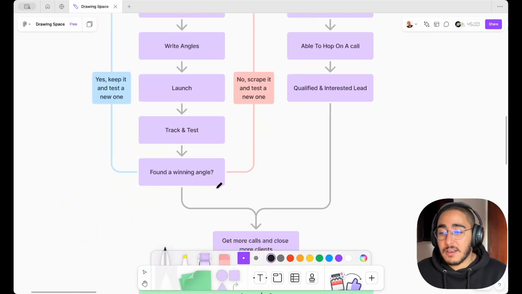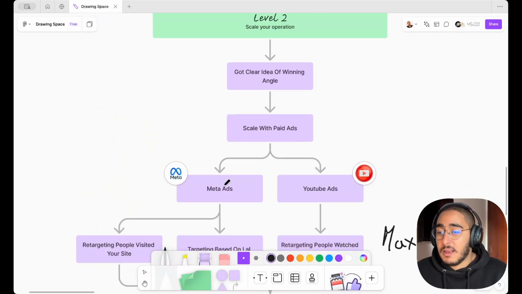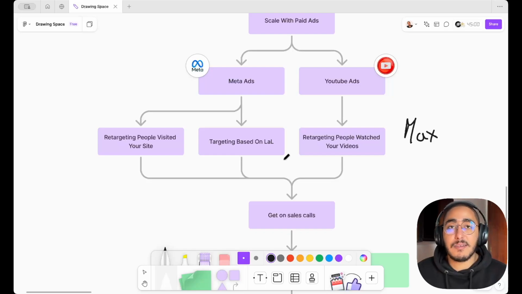Once you have that done, you can then scale your operation with ads and, of course, focus on lookalike audience whenever it's possible and retargeting whenever it's possible. That way, you're maximizing the return from your budget and you're not wasting it on spam leads or people or impressions that are outside of your niche.